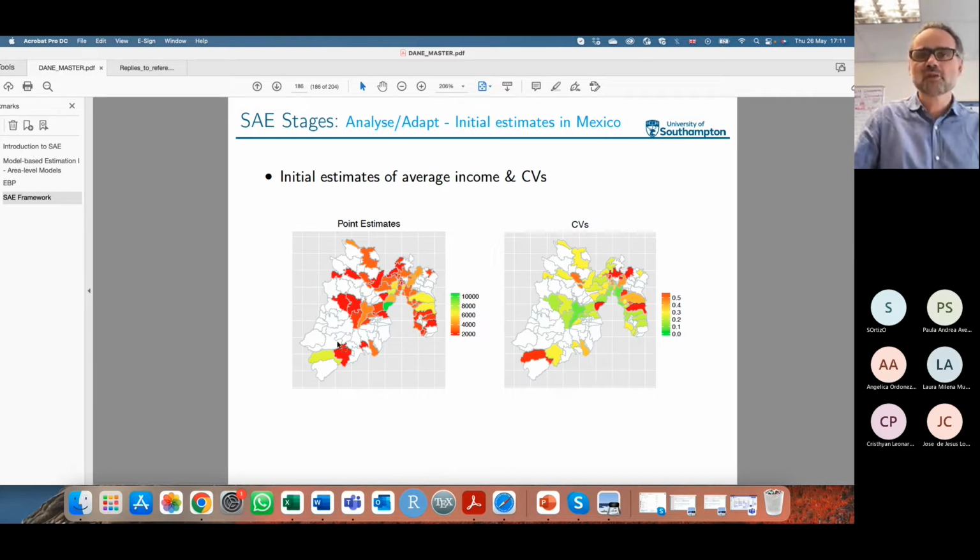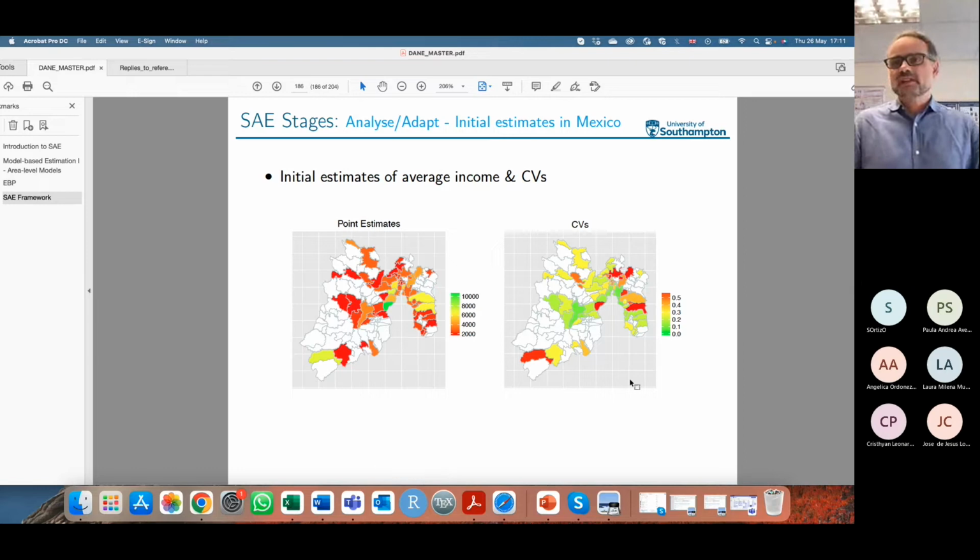Okay, for the areas where we don't have sample data, we don't have estimates because we cannot calculate direct estimates. We have no sample data, so we have to do something else. Either we have to make some synthetic assumption, or we have to use a model.